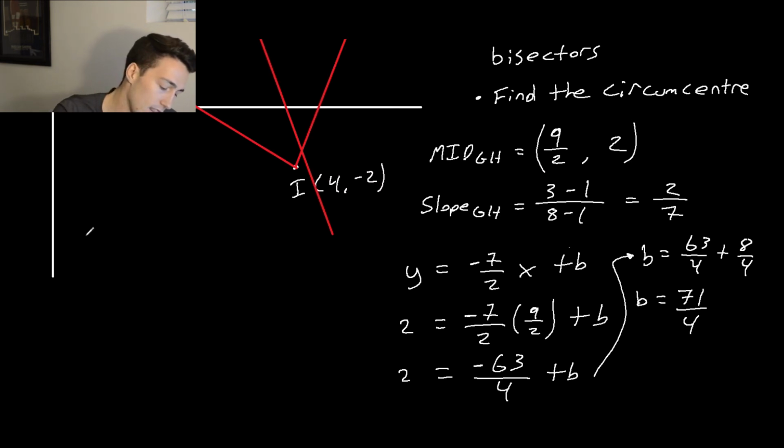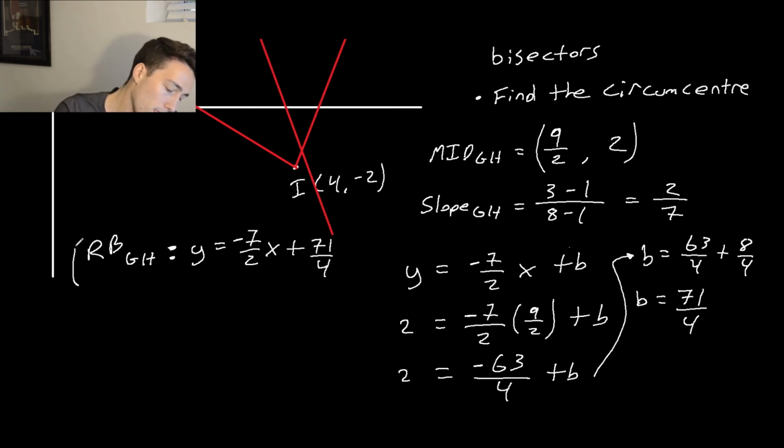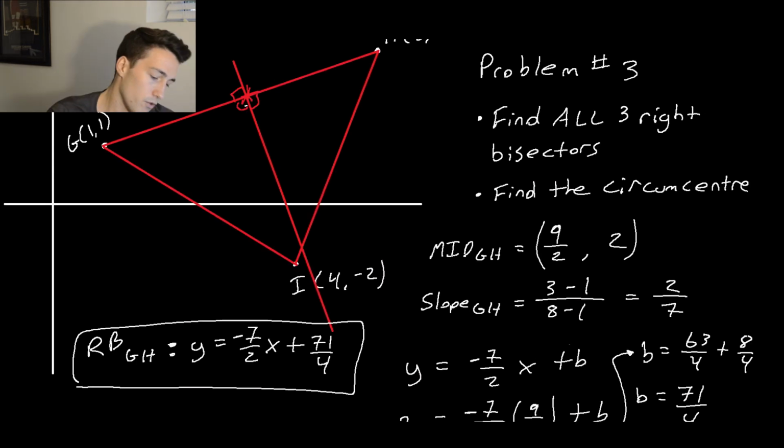So we can say the right bisector, so RB of line GH, is y is equal to negative 7 over 2x plus 71 over 4. So now we can move on to the next right bisector.